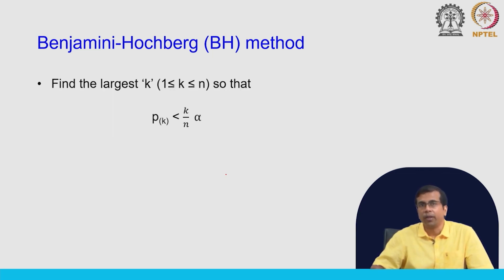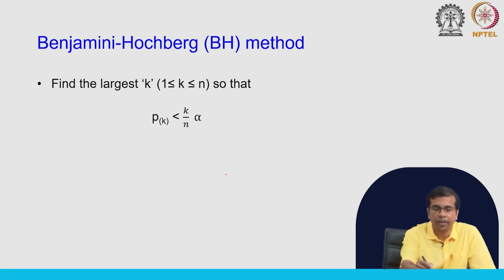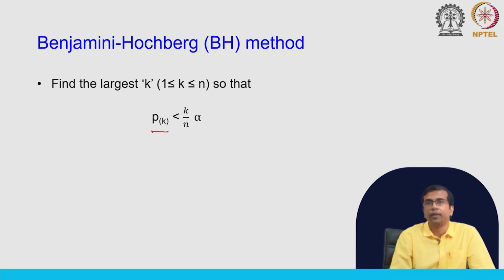So, what we do in the case of the Benjamini-Hochberg method is we try to find the largest k, where k is between 1 and n, and n is the number of statistical tests that we are doing, so that p k, the ordered p value, is smaller than k divided by n times alpha. Now, this alpha we can set, of course, to 0.05 and so on. So, we are comparing these ordered p values.